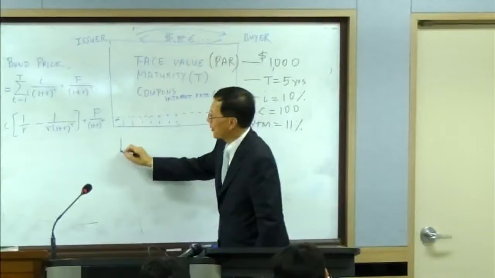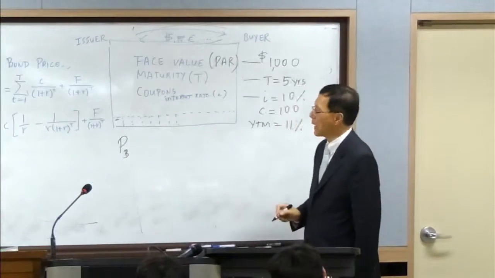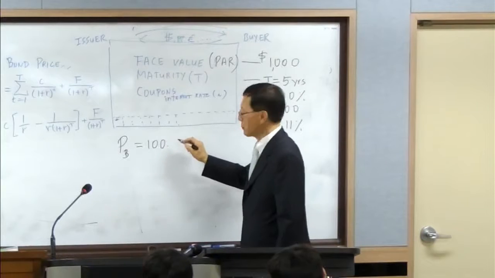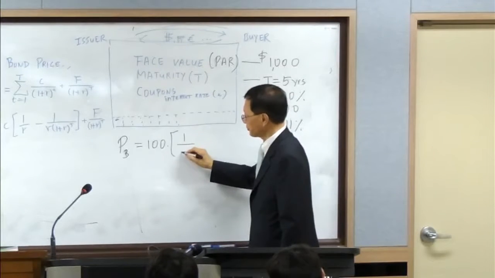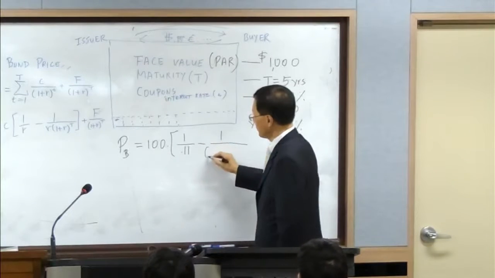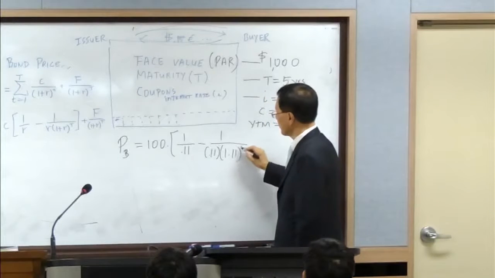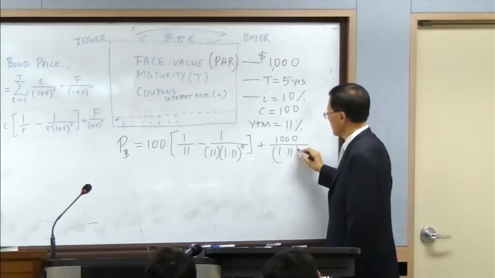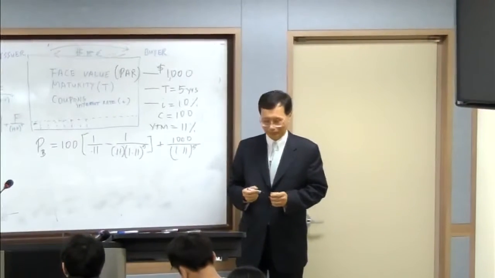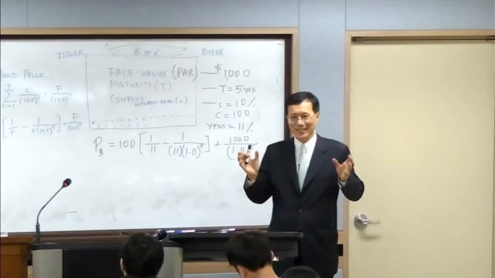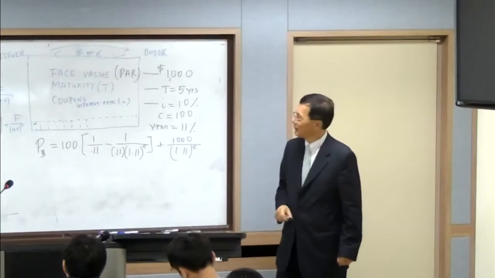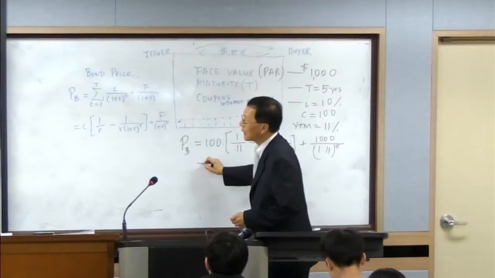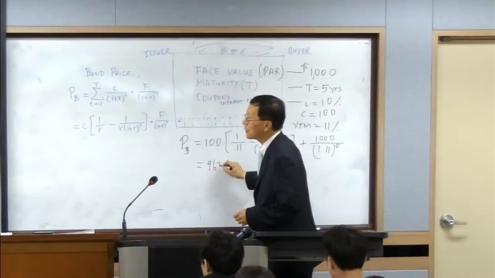So, price of this bond, P sub B, is the coupon payment of 100 to be paid over 5 years, times the annuity factor, 1 over 0.11 times (1 minus 1 over 1.11 to the 5th power), plus 1,000 divided by 1.11 to the 5th power. Right? Just don't copy it down. You just have to know how to do it. And as you see there, it is 963.04.